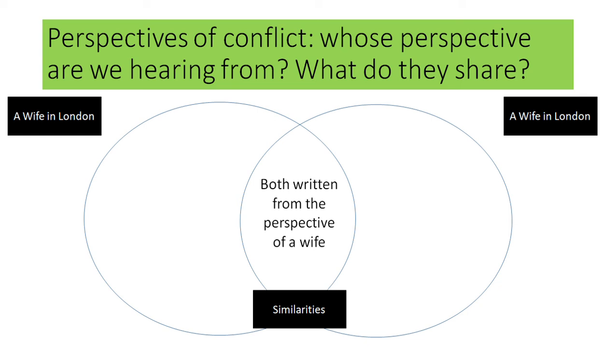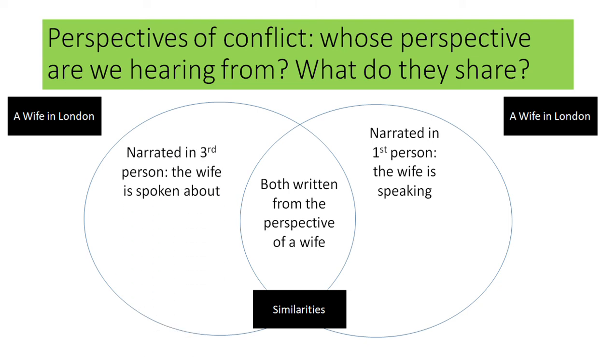Right. Similarity then, they're both written from the perspective of a wife. Differences. Let's see which one this must be. This one must be the Manhunt. So I've done the Manhunt on the right hand side. So the Manhunt is narrated in first person. The wife is speaking to us, whereas in A Wife in London, it's narrated in third person, isn't it? There is a narrator who's talking about the wife.